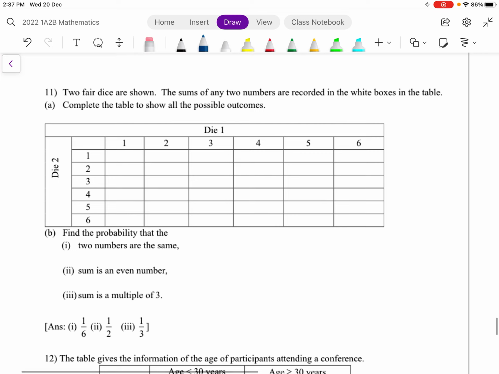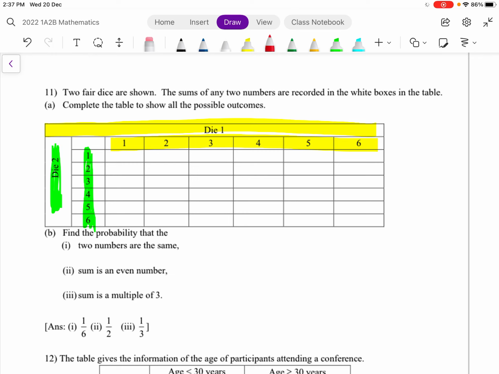Then we come to the last page. We've got two fair dice that are being thrown. The sum of any two numbers is recorded in the white boxes in a table. So show all the possible outcomes. Now, let me orient you to this table. Die number 1, it's got 1, 2, 3, 4, 5, 6. These are the possibilities. And then for die number 2, you've also got 1, 2, 3, 4, 5, 6.